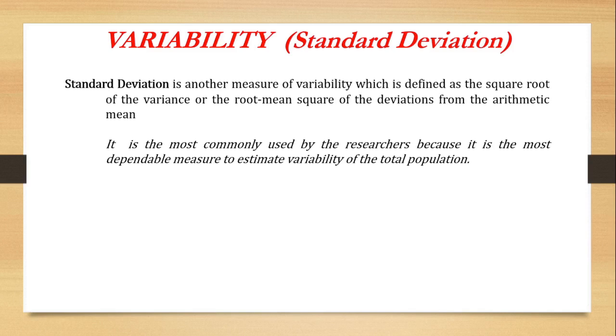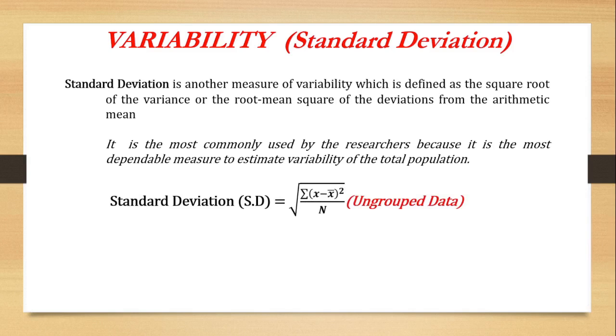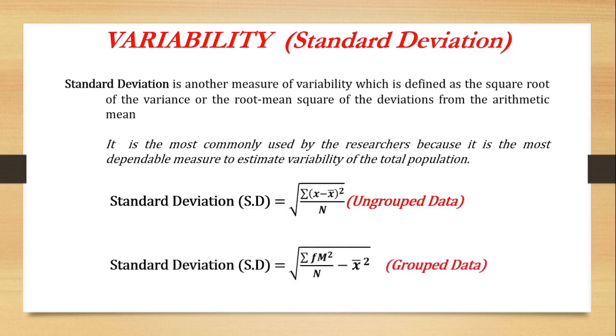the total population. This is the formula in finding the standard deviation of ungrouped data, which is the square root of the summation of the square of the difference between the raw score and the mean divided by n. And the formula in finding the standard deviation of grouped data is the square root of the summation of the product of the frequency and the square of the midpoint divided by n, minus the square of the mean.